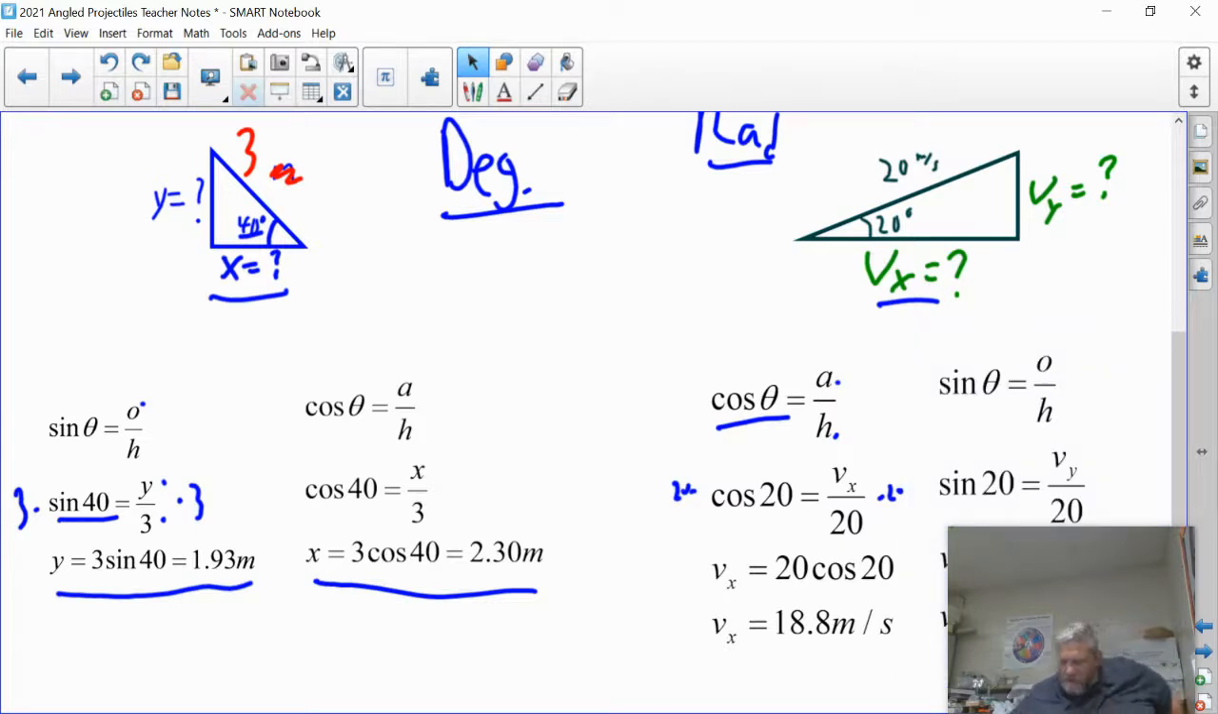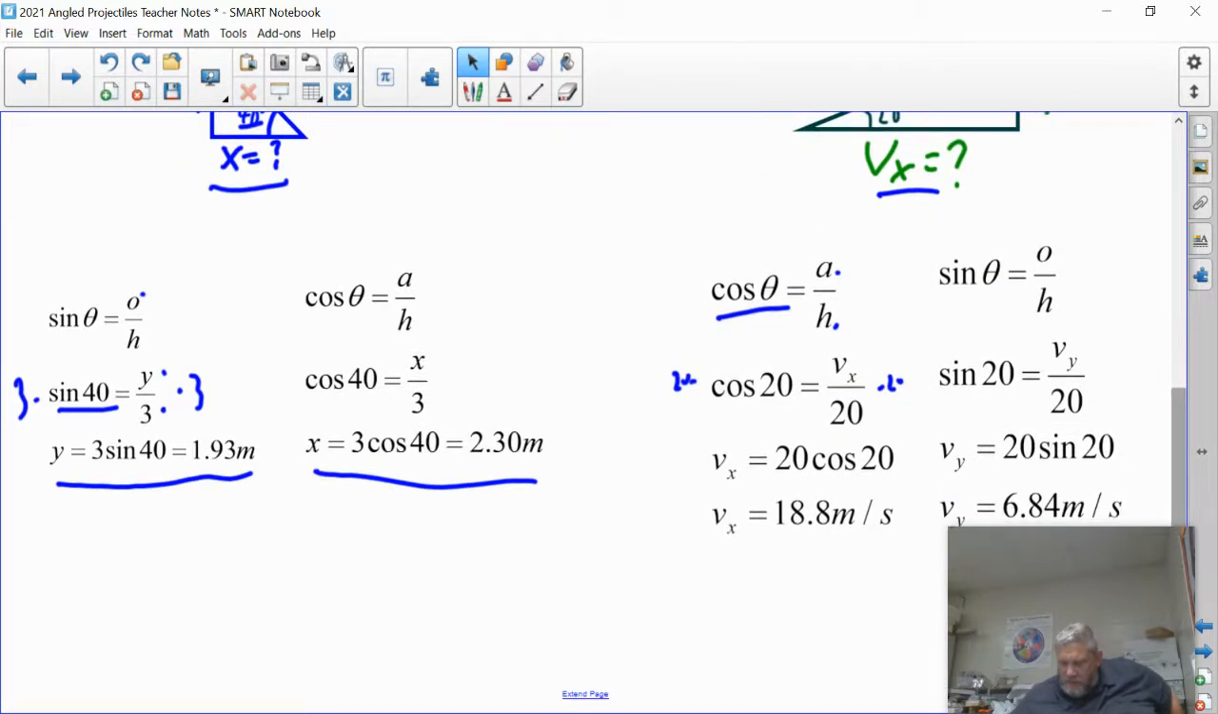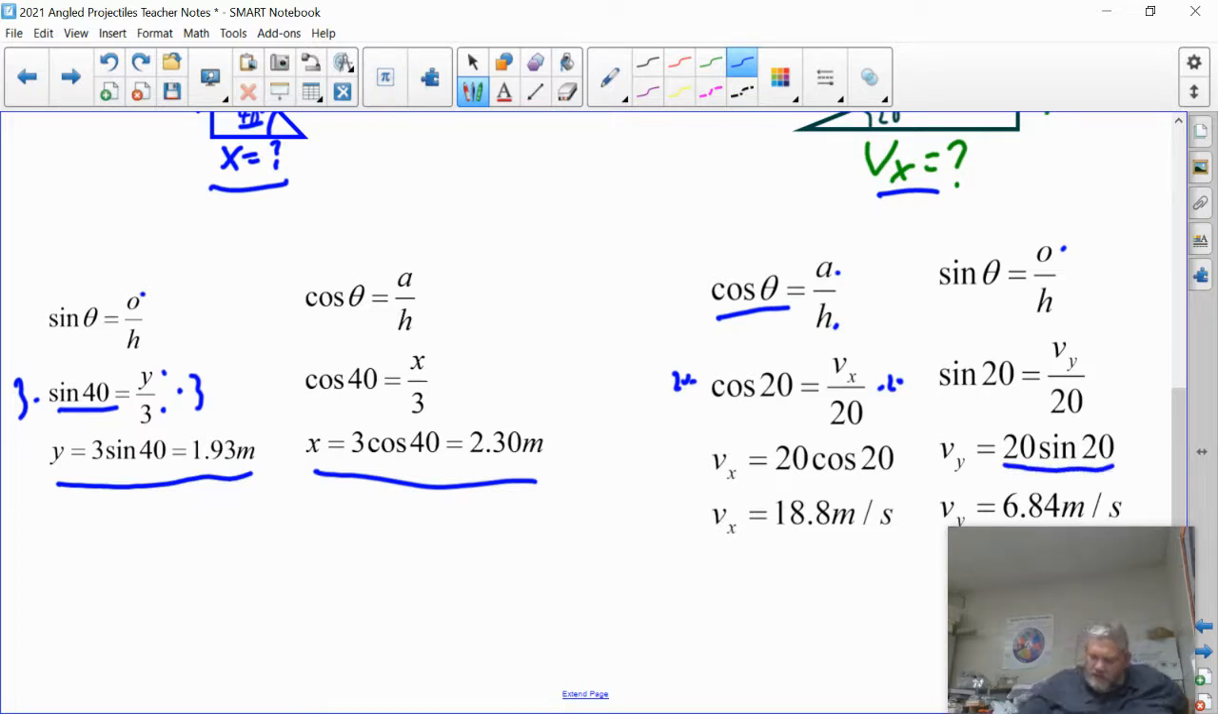To find Vy, we do the exact same thing, except now we use sine because Vy is our opposite, so sine of 20 equals Vy over 20. Multiply both sides by 20, Vy equals 20 sine of 20, and we get 6.84 meters per second. Notice because the angle is very low, 20 degrees, most of the velocity is in the x direction, only a little bit of it is in the y direction. As this angle gets bigger, if the angle was 70 degrees, then Vy would have been large and Vx would have been much smaller.